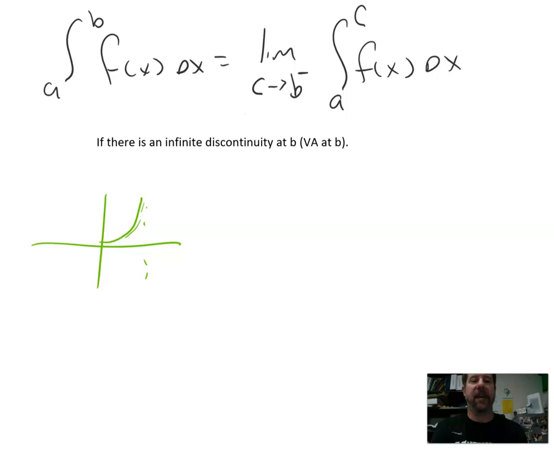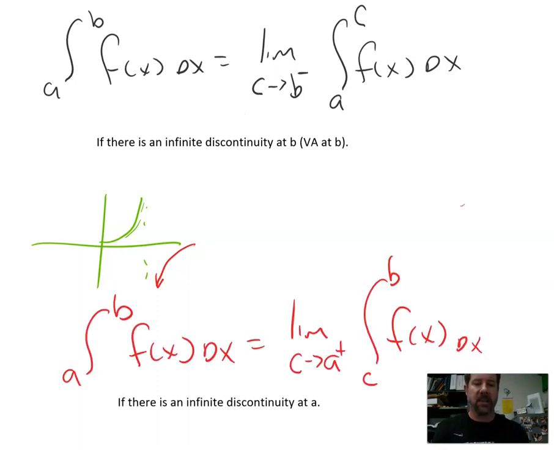If it is on the other side, if I'm approaching from this side here, say, right? Then we would be where the integral is starting. So the a value, and it would look something like this. The integral from a to b of f of x dx equals the limit as c approaches a from the right, if the infinite discontinuity or the vertical asymptote is on the left-hand side of your interval, and then the integral from c to b of f of x dx. Those would be the proper notations given a vertical asymptote. All right, so let's give this a go.